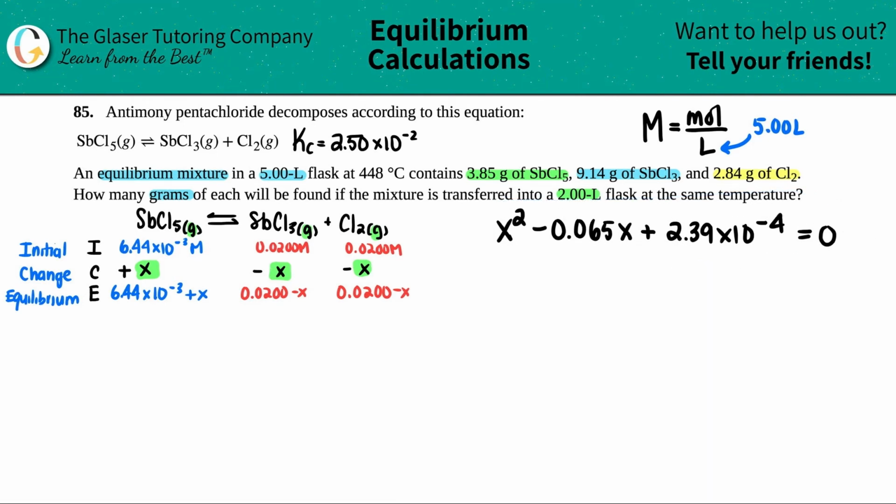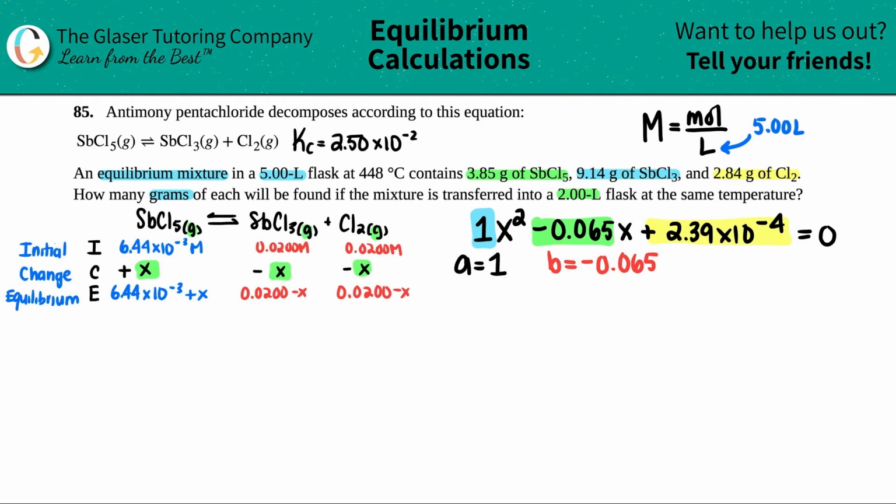So let's label out what A, B, and C are. Remember, the A value is in front of the x squared. The B value is in front of the x value. And the C value is just the random number at the end. So since there's no number in front of the x squared, remember that just means 1. So my A value is 1. My B value, you have to take into consideration that it's a negative. So it would be a negative 0.065.